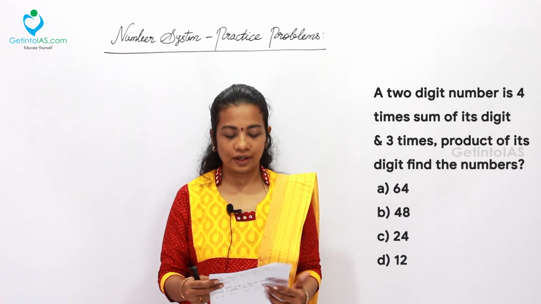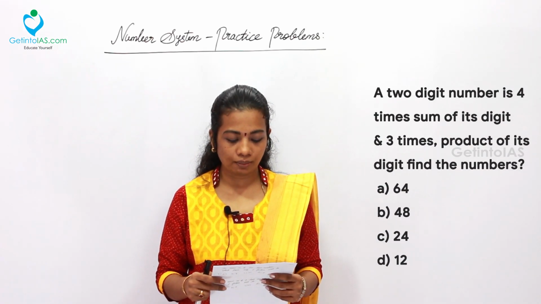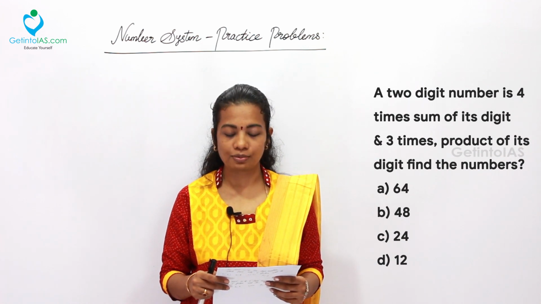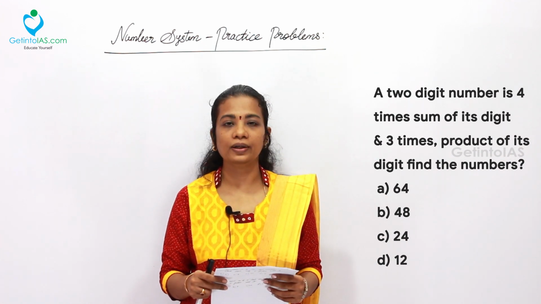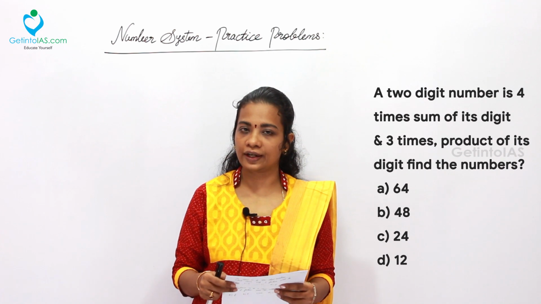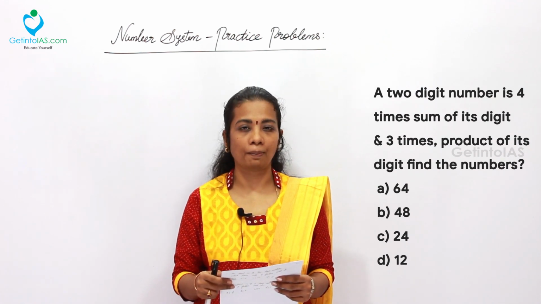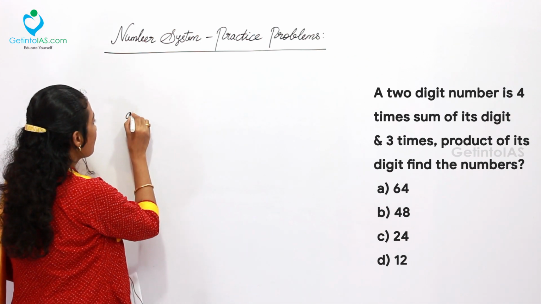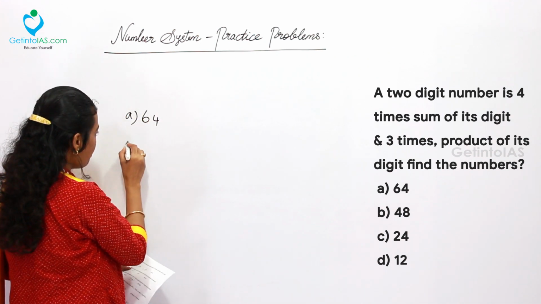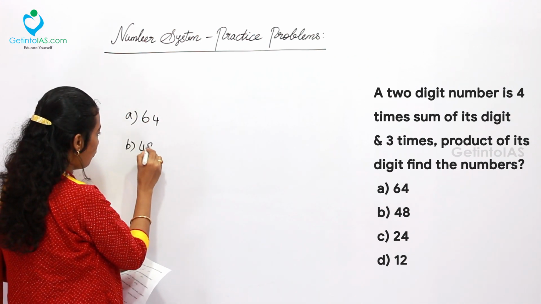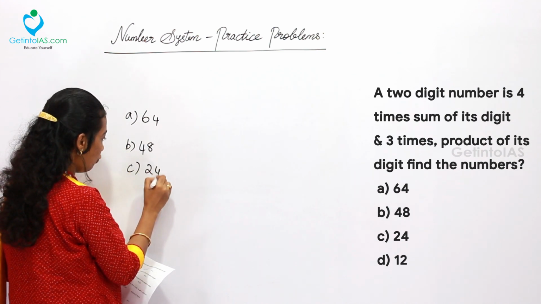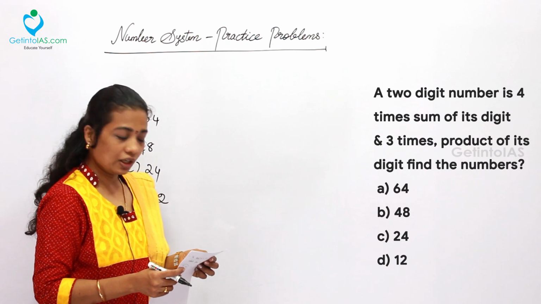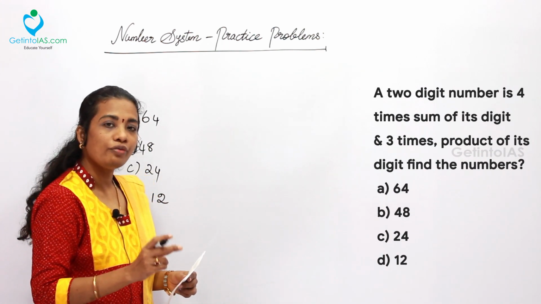The first question is, a 2-digit number is 4 times the sum of its digits and 3 times the product of its digits. Find the number. Here we want to do the calculation using an option-based trick. So let's take the options one by one. Option A 64, option B 48, option C 24 and option D 12. So here it is given 4 times the sum of its digits.